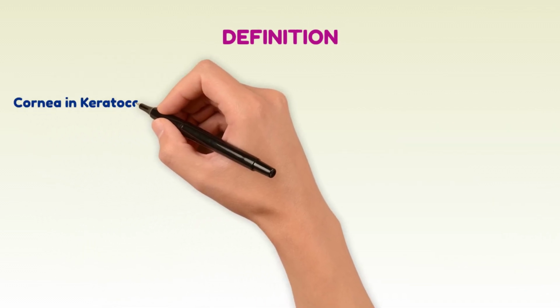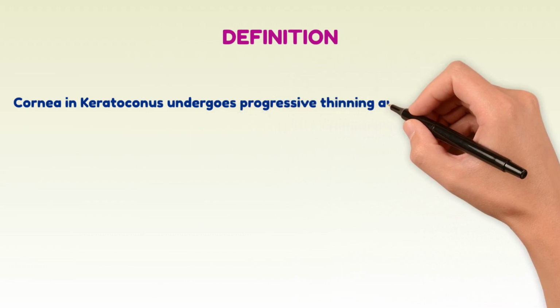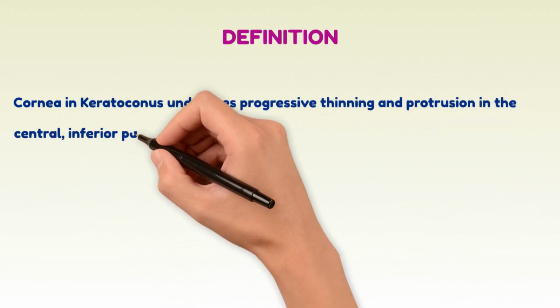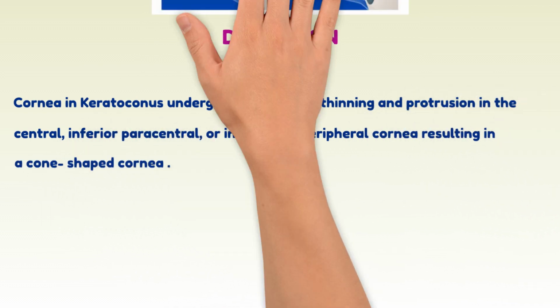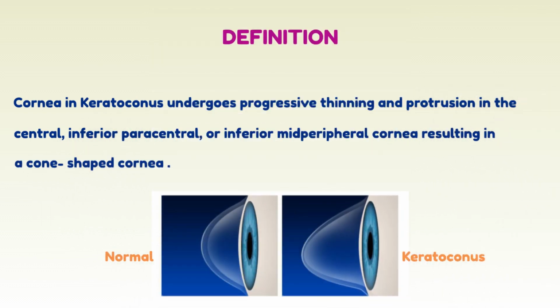Cornea in keratoconus undergoes progressive thinning and protrusion in the central, inferior paracentral, or inferior midperipheral cornea, resulting in a cone-shaped cornea. Here in the picture you can see the difference between the normal cornea and the cone-shaped cornea on the right.